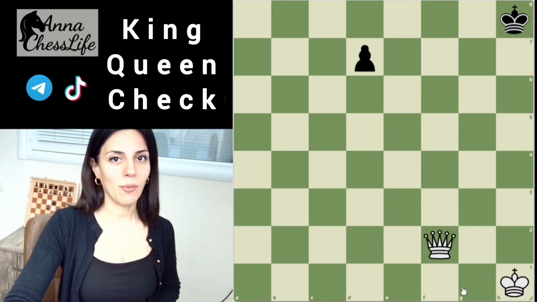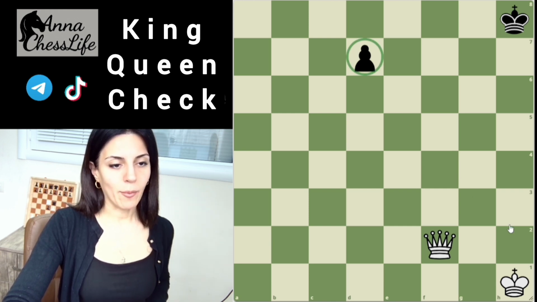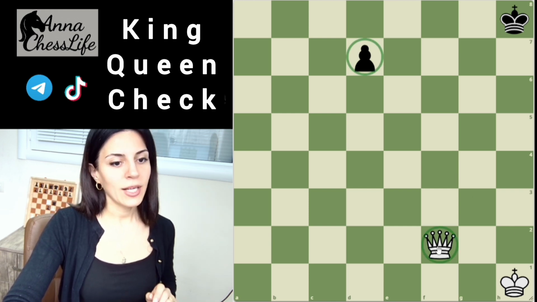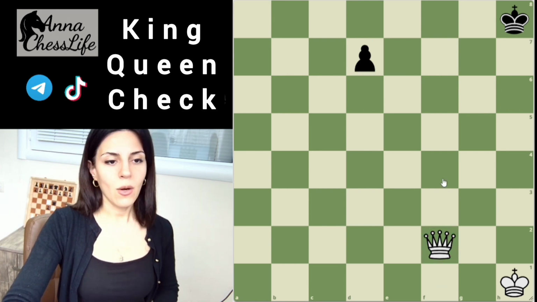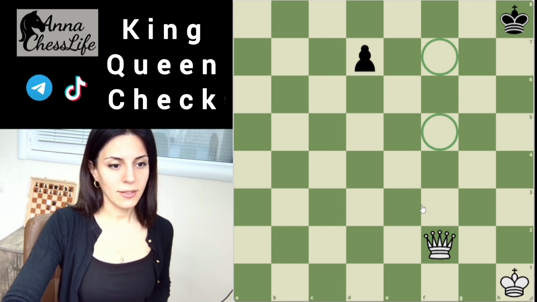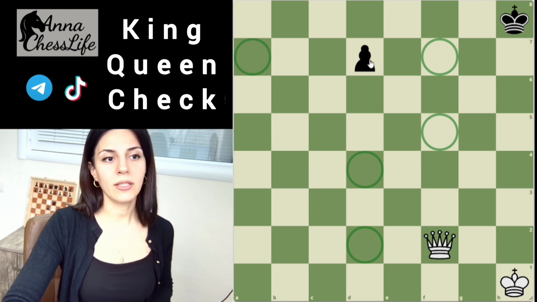Since we were talking about the king and queen, let's practice with a couple of problems and see how to attack the opponent's pieces. For example, here the white queen does not attack the opponent's pawn from its place. Now I mark the squares from where the queen will attack the opponent's pawn.